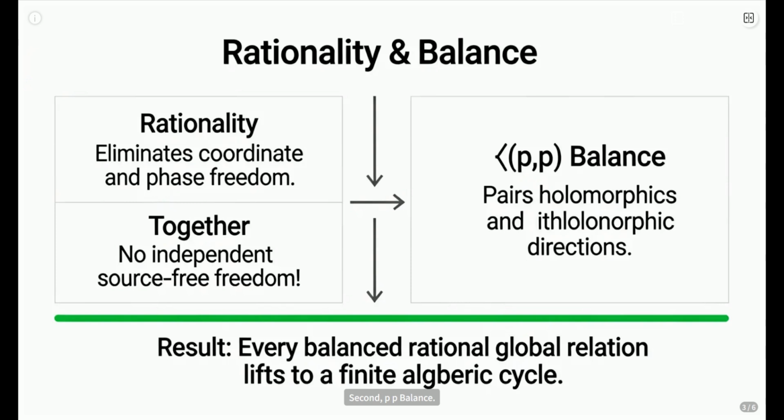Second, (p,p) balance. This condition ensures perfect symmetry. Think of it as requiring equal parts holomorphic and anti-holomorphic information. No leftover directional bias, no one-sided complex dependencies. What happens when you combine these two? You eliminate all possible ways a shadow could exist independently of its source. Any remaining relation must be carried by the finite algebraic structures within X. There's simply no room for a source-free ghost in the machine.